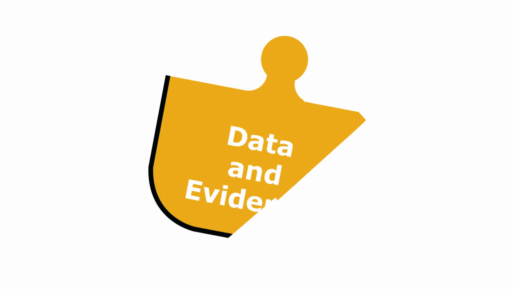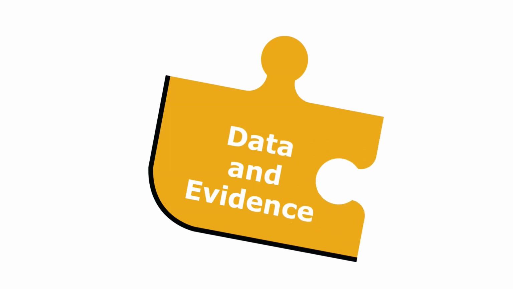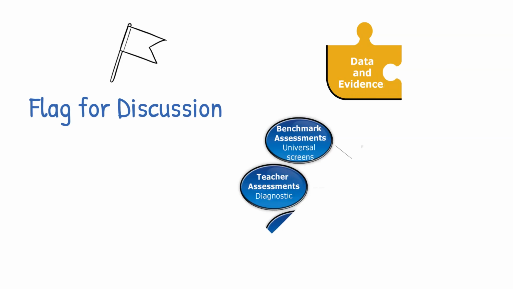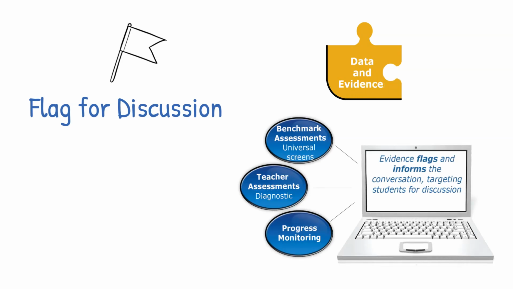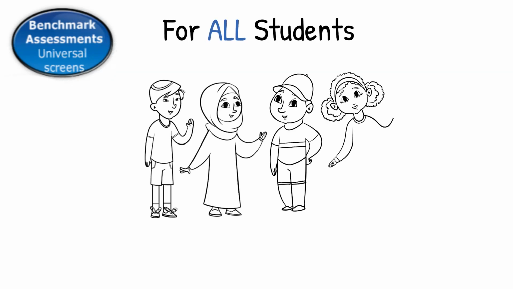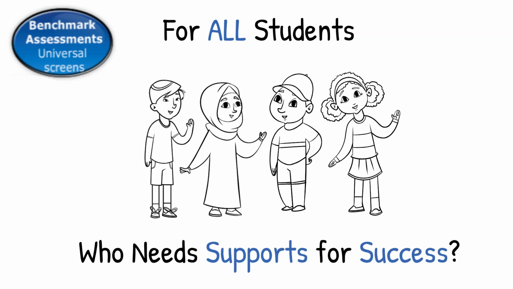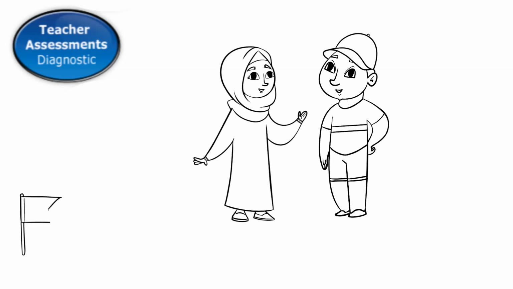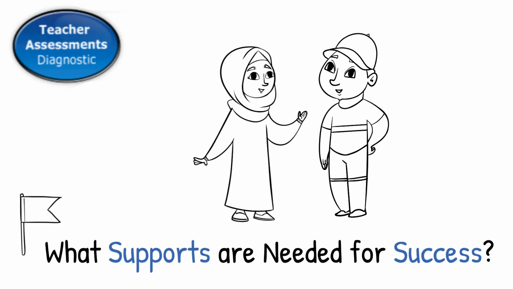Informing the collaborative conversations are data and evidence, which help us to determine who we need to talk about. Students are flagged for discussion in team meetings through data and evidence. There are three main classifications of data and evidence. First, there are screens for all students. These are utilized as a common tool to see which students need additional or different support to be successful. Diagnostic assessments then take a deeper dive into specific areas of student need for those who are flagged by the screen as needing additional support.